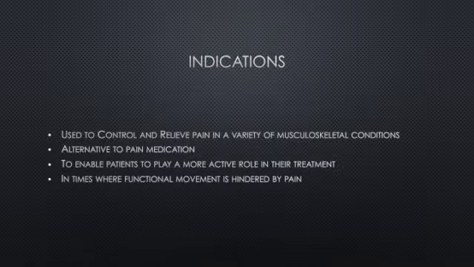When the A beta nerve fibers are stimulated, pain signals are blocked, which is the goal with using a TENS unit. This can help control and relieve pain in musculoskeletal conditions as an alternative to pain medication. This can also enable patients to play a more active role in their treatment by allowing them to exercise and perform activities of daily life that they were once unable to perform due to the pain that they experience.